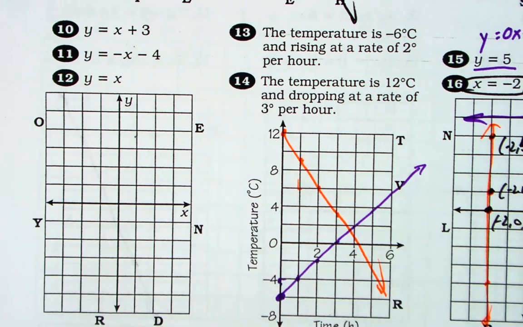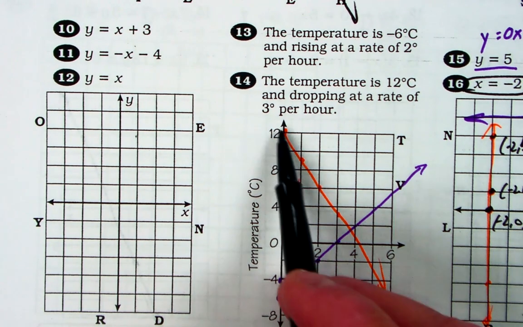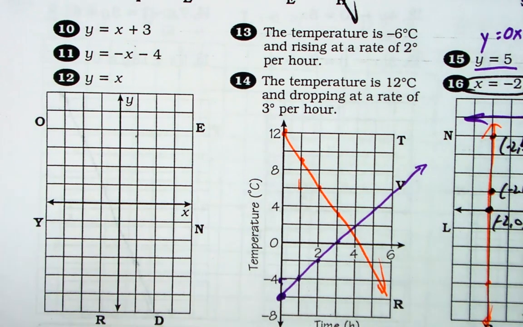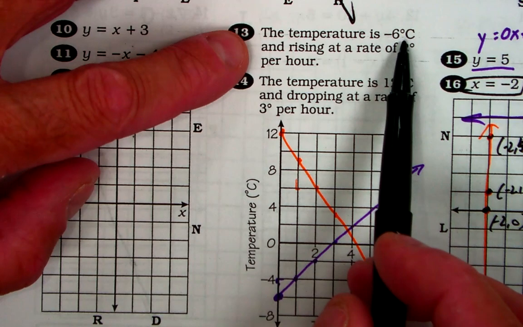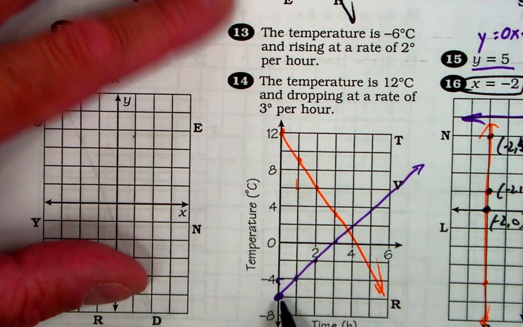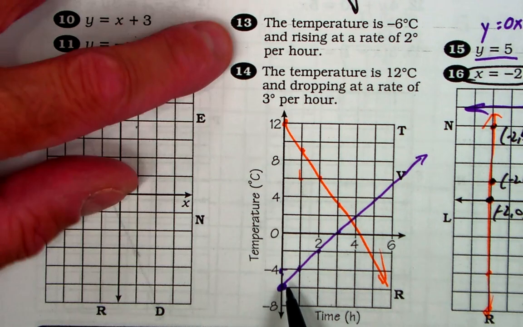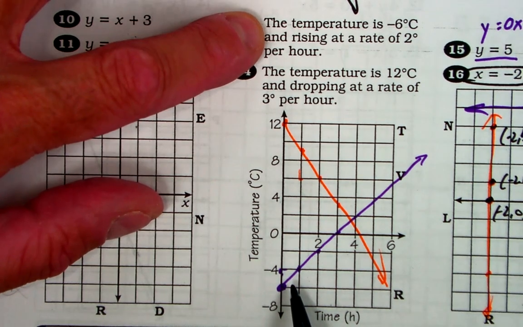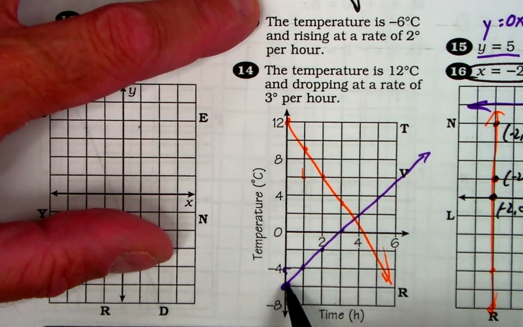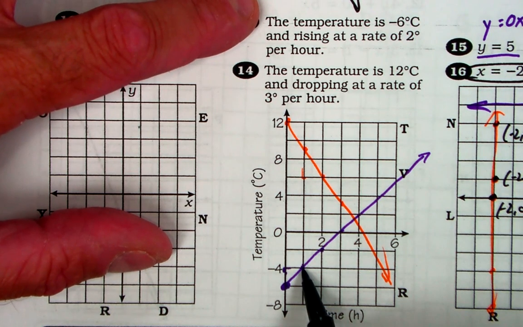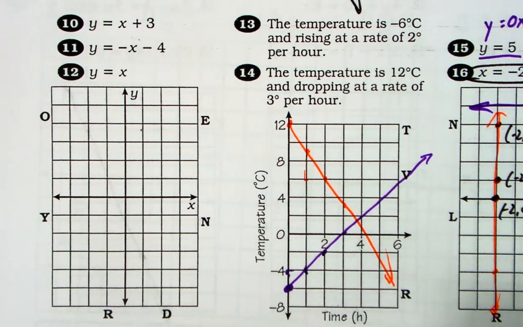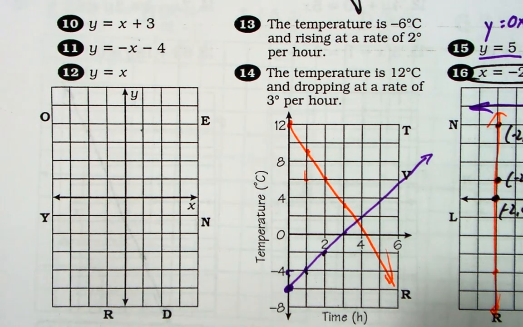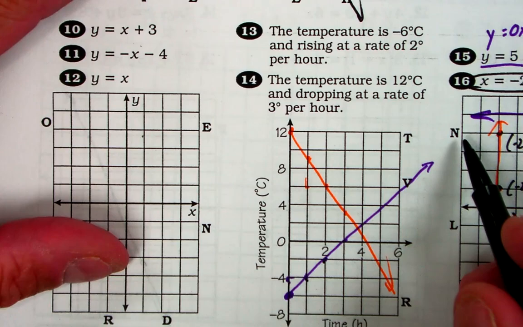In this one, the thing that throws most people is the axis goes by 2's. So in this particular situation, let's do 13, the temperature is -6 degrees. So that's why I started down here at -6. And it says it's rising at the rate of 2 degrees in an hour. So from -6, I went up 4 in that hour. I'm going up another 2 in the next hour. Not 2 blocks, 2 degrees. Okay, so that's where I end up with that one.